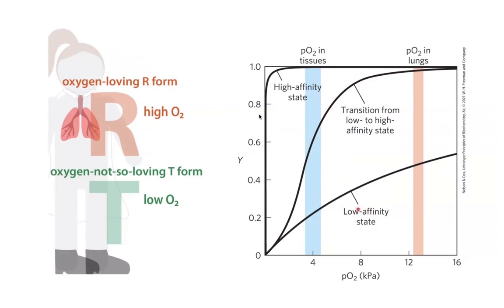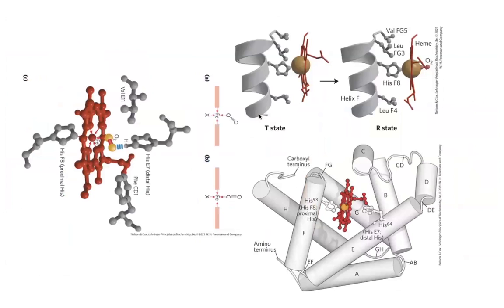Whereas if you were only in the T state all the time, you wouldn't be able to pick up enough in your lungs. And if you were only in the R state all the time, then you wouldn't be able to give off enough in your tissues. But by having this positive cooperativity, we're able to do this.